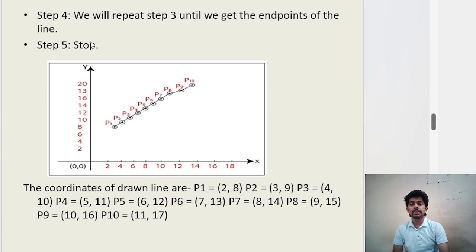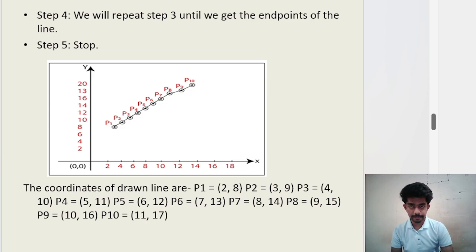Here it is written the same thing, that we will repeat step 3 until we get the endpoints of the line. Step 5 is stop. So let's see our points on the number line. It's 2 comma 8 and it goes up to 11 comma 17, and these are our intermediate points, which are 3 comma 9, 4 comma 10, 5 comma 11, 6 comma 12, 7 comma 13, 8 comma 14, 9 comma 15, 10 comma 16, which you can see on your screens.